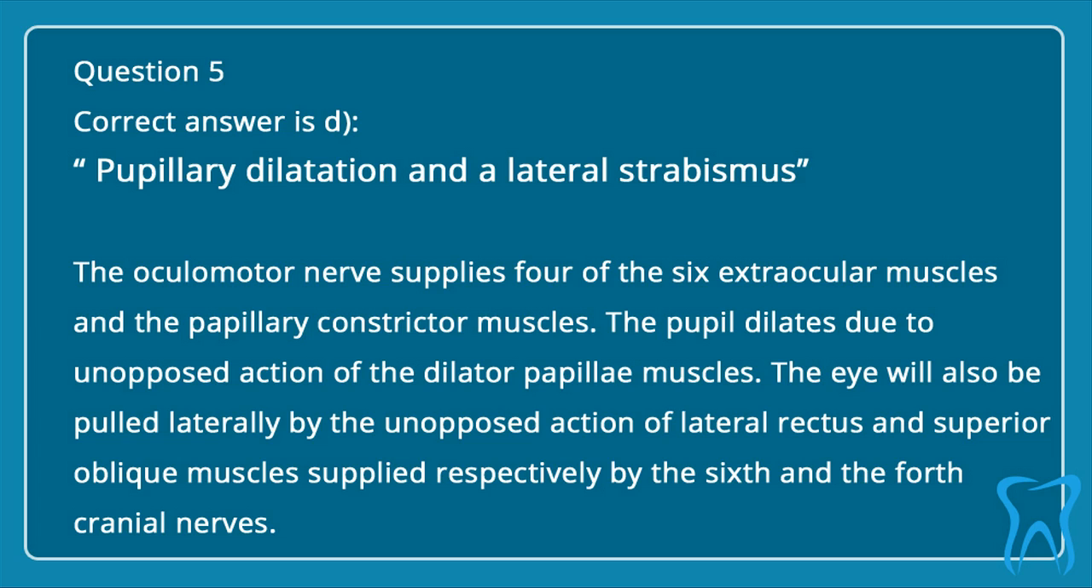The oculomotor nerve supplies 4 of the 6 extraocular muscles and the pupillary constrictor muscles. The pupil dilates due to unopposed action of the dilator pupillae muscles. The eye will also be pulled laterally by the unopposed action of lateral rectus and superior oblique muscles supplied respectively by the 6th and the 4th cranial nerves.